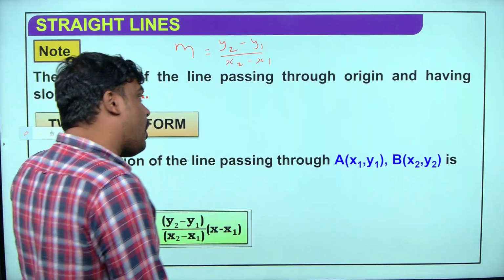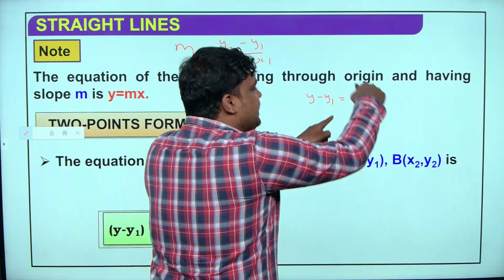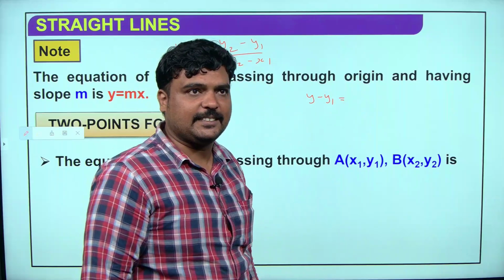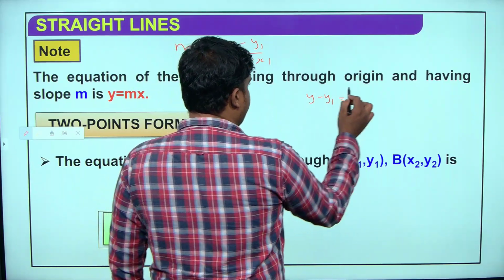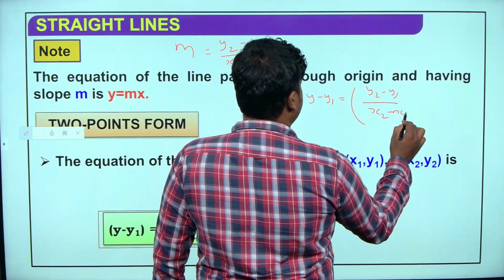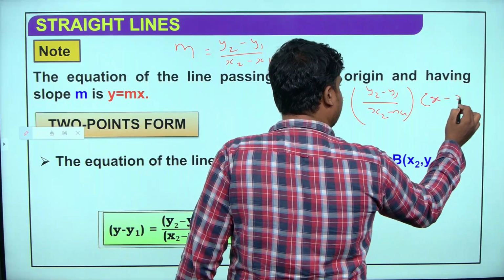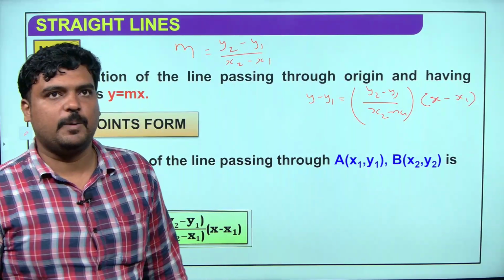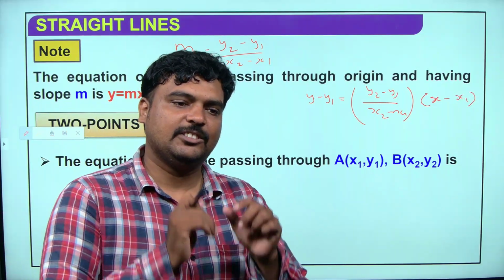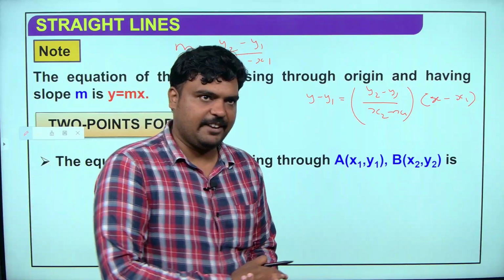And I know what the point-slope form is: y minus y1 is equal to m times x minus x1. In the place of m, I am going to just substitute y2 minus y1 divided by x2 minus x1. Are you getting, guys? Then what is remaining here is x minus x1. Okay, this is the 2-point form. The 2-point form is nothing but the point form where the slope formula for 2 points is applied. Okay, anyway, they have taught you this.